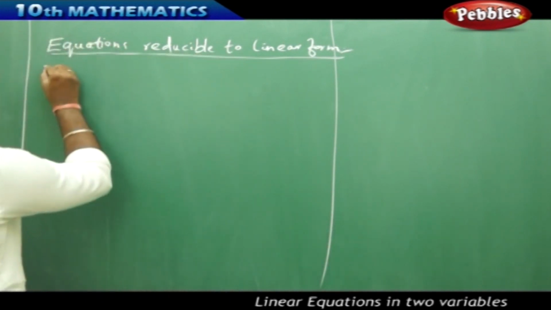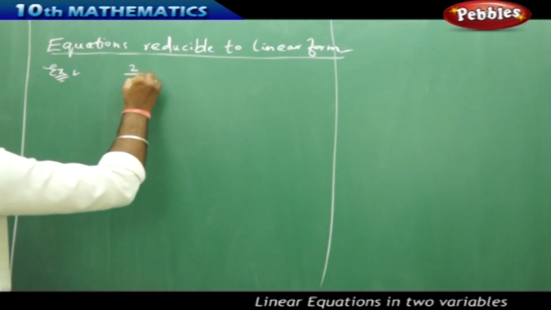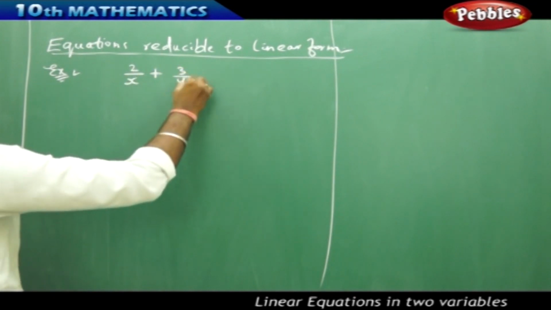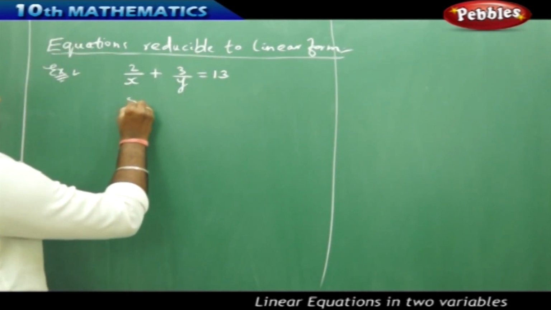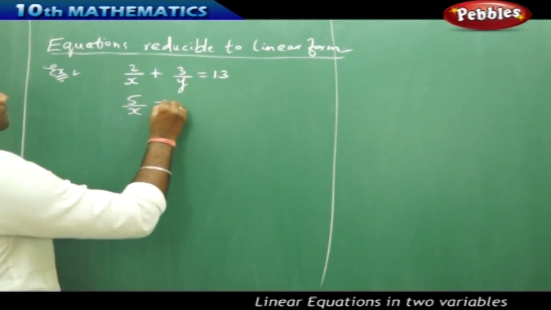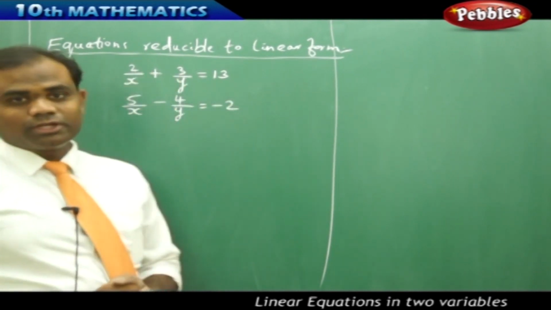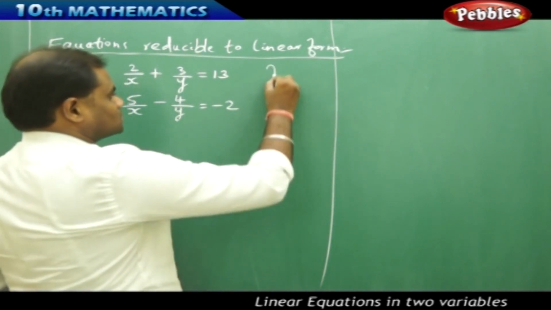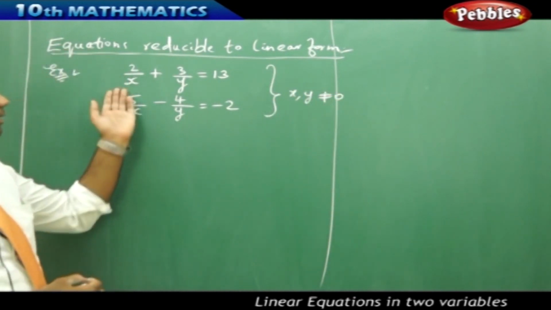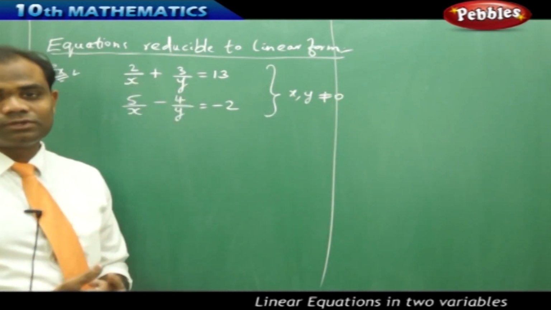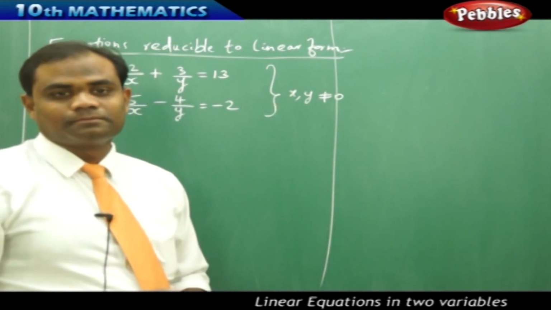Say for example, I take the problem 2 by x plus 3 over y equals 13, and another equation 5 over x minus 4 over y equals minus 2. These are the two equations, with the condition of course being that x and y are non-zero, because if x and y in the denominator are zero, the equations will not be defined. Therefore, we have non-zero solutions for this kind of example.